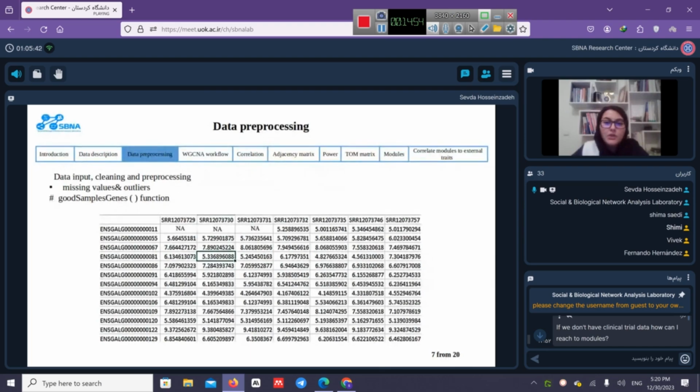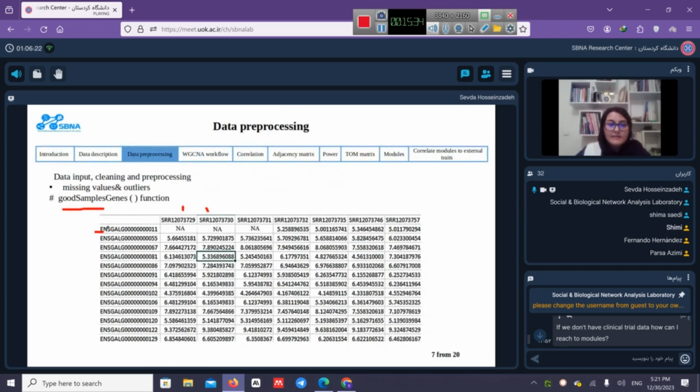And it's better to remove the missing values. For example, this figure shows our samples: the rows are our gene names, and the columns show us the samples. For example, this gene has 3 missing values. Therefore, if our gene has more than 3 missing values, it's better to remove it. And then we can remove all these genes with the goodSamplesGenes function.